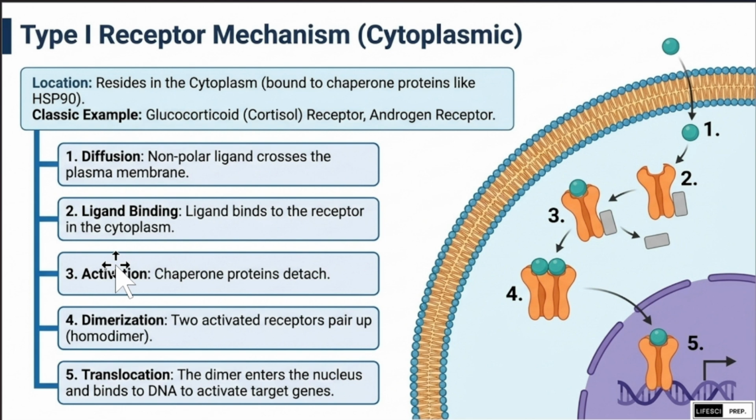Then the NRF is divided into two types, that is type 1 and type 2. First, type 1 is present in the cytoplasm, where it is bound to a chaperone, HSP90. Here the nonpolar molecules bind and the response goes on, where the ligands that mostly work in the cytoplasm are glucocorticoid, androgen, estrogen, etc.